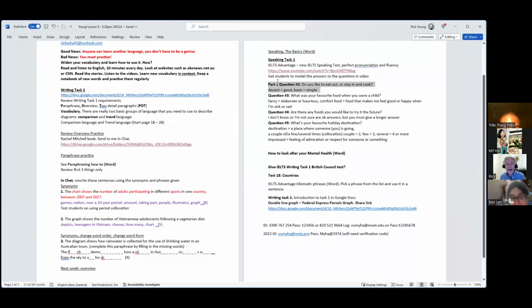Can you see where I've highlighted? Decent, like a synonym for the word good. Yeah, decent is the same. Thank you, Chang Hu. Decent means good. In this sentence, decent has a couple of other meanings, but in this sentence, decent means good. So when she says, I'm a decent cook, it means I'm a good cook.